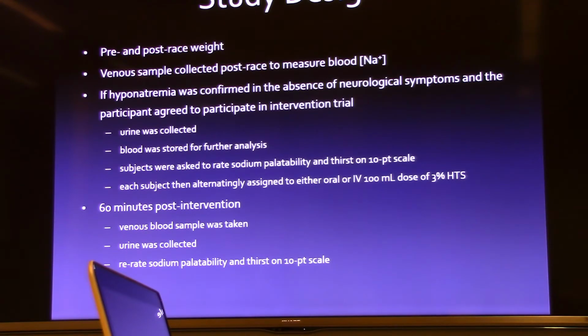They were asked to rate their sodium palatability as well as thirst on this 10-point scale. Each subject was then alternatingly assigned to either oral or IV 100 ml dose of 3% hypertonic saline. And at 60 minutes post-intervention, again, urine and blood samples were taken, and the subjects were asked to re-rate their sodium palatability and thirst.